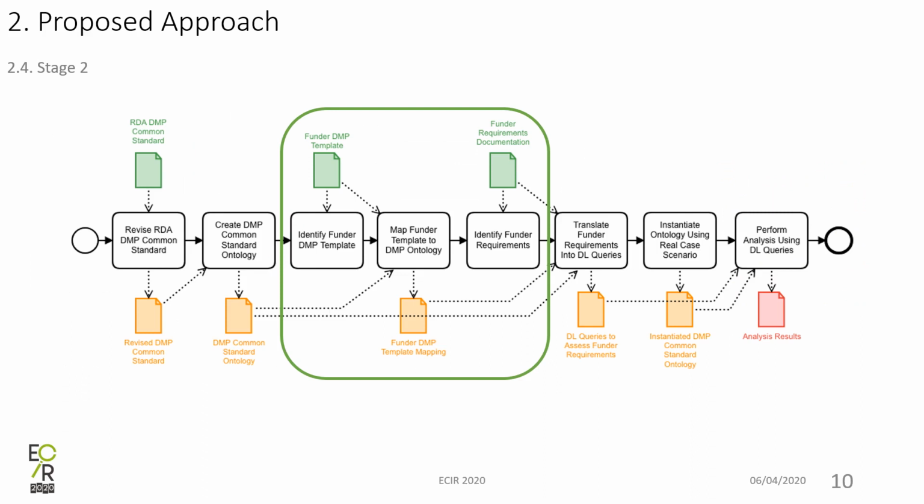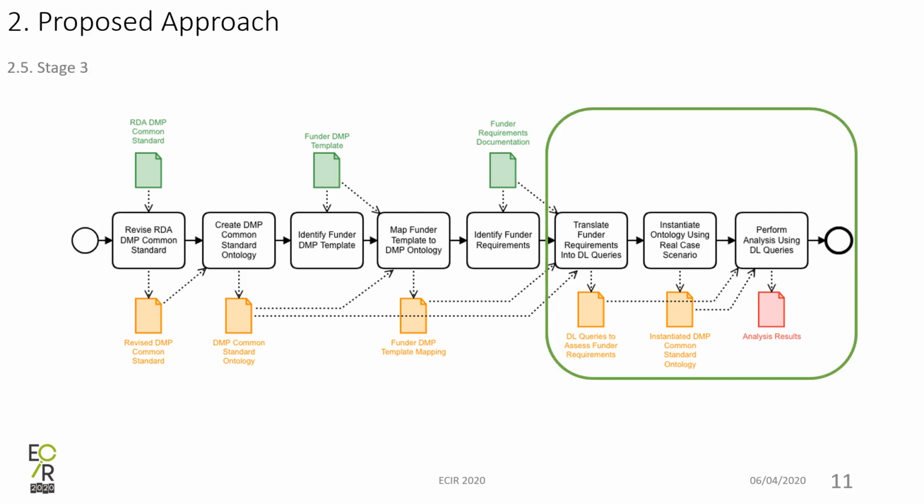In the second stage, we chose a DMP template. We then proceeded to validate if the DCSO would cover the entirety of the DMP template. We came to the conclusion that the DCSO needed to be extended as it would not completely cover the selected DMP template. We then proceeded to create the necessary mappings between the DCSO and the DMP template.